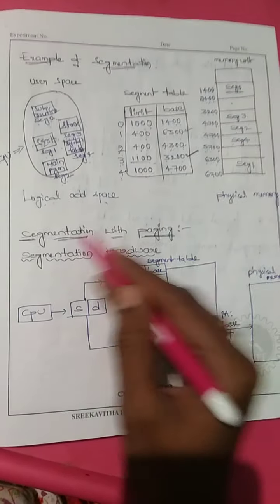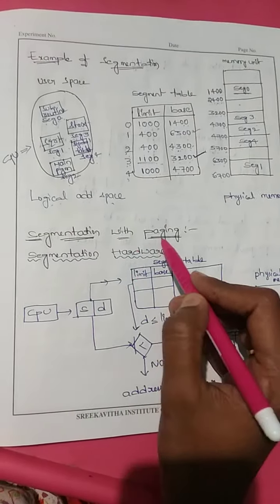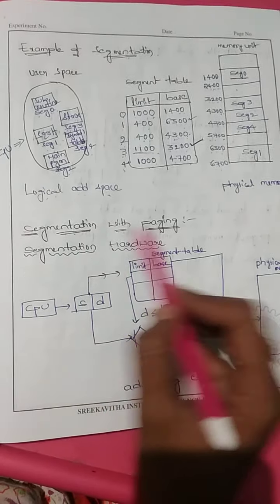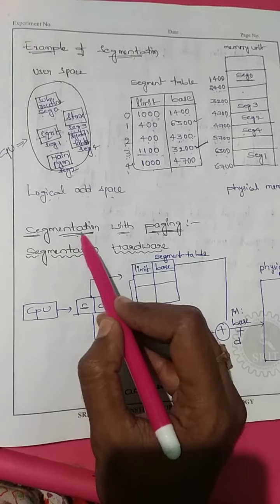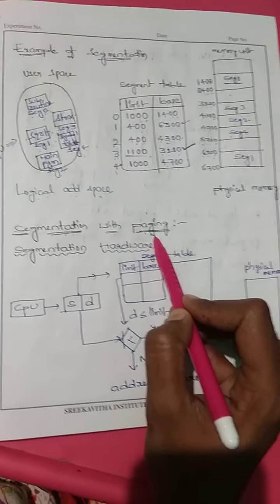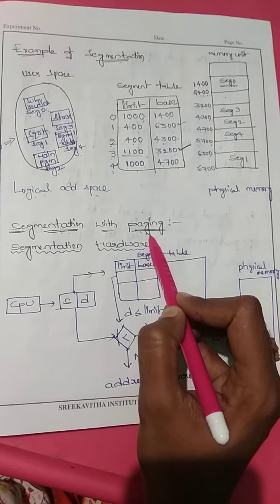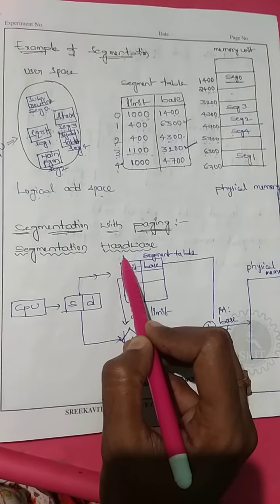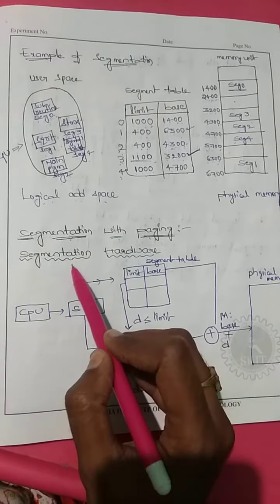Next one is segmentation with paging. Which one is included in this particular topic? Including the segmentation table, we also have the paging unit included. In this topic, first we will discuss the segmentation hardware, and next we will discuss segmentation with paging.